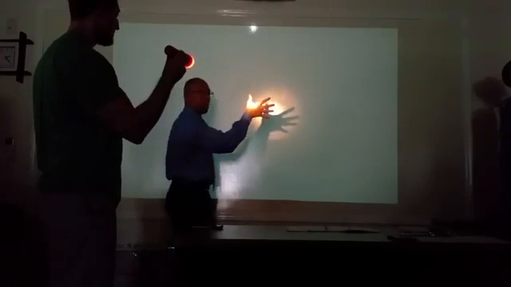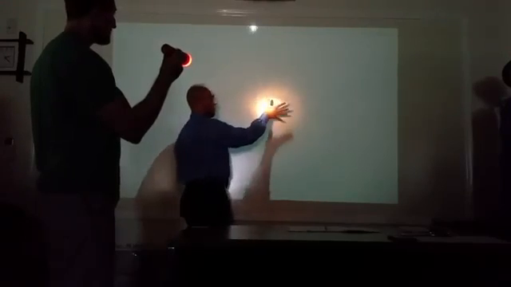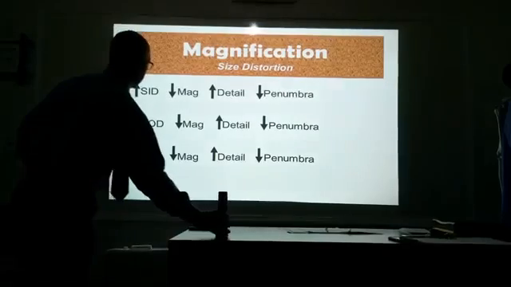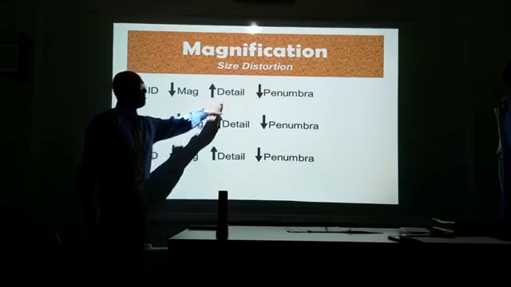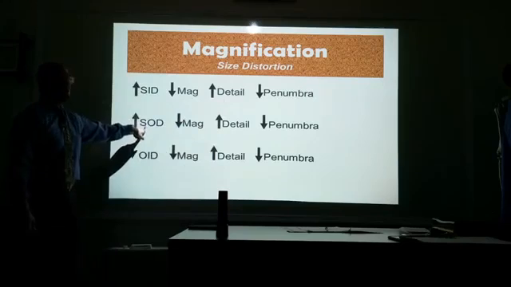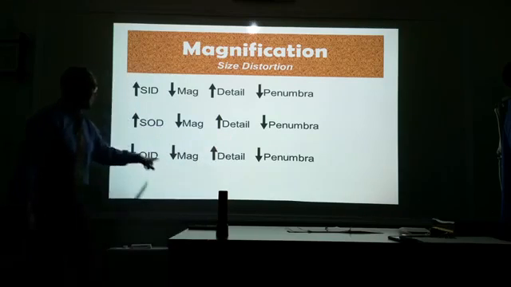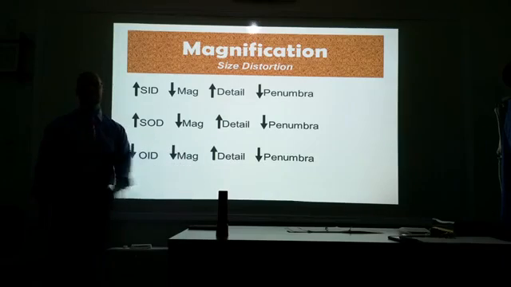Okay? And then lastly, your OID. The closer the object is to my image receptor, no magnification, better detail. Okay? Thank you. So this is what I want you guys to do when you get home. Tube further away, no mag, better detail. Source to object, the further my hand was from the X-ray tube, less mag, better detail. And then lastly, my hand right on the image receptor, decrease the OID, less mag, better detail.